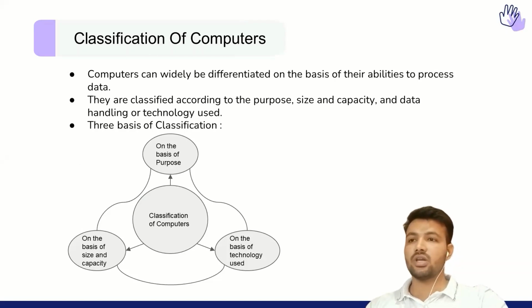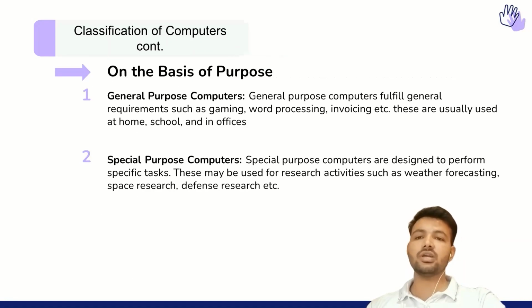So let's start with the classification on the basis of purpose. Computers can be classified into two types on the basis of purpose. One is the general purpose computer, and second is the specific purpose computer. General purpose computers fulfill general requirements such as gaming, word processing, invoicing, etc. These are usually used at home, schools, and offices. The commodity hardware and the PC we use are general purpose computers. They are built for our general purposes.